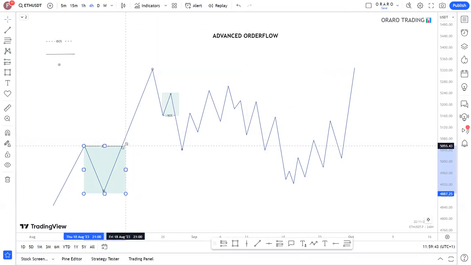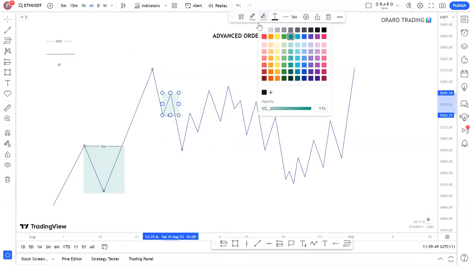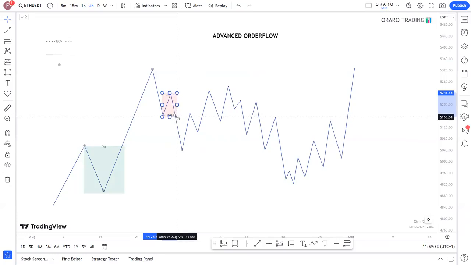This is the bullish order flow. This is the bearish order flow. Then we would be expecting price to come and respect the bearish order flow.